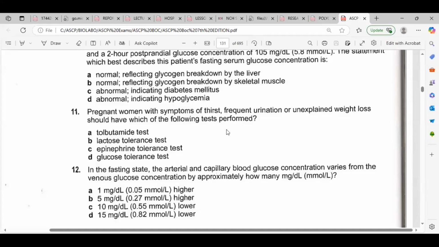We have it in the notes. It is what we call the two-step method for the mothers. The two-step method is not done for any other person, but only for pregnant women. Just remember that one, and how we do it: give 50 grams, and after 1 hour we test. When it is more than 144, if I remember well, then we give another 100 grams, and we follow for 3 hours. Okay, so it is D.